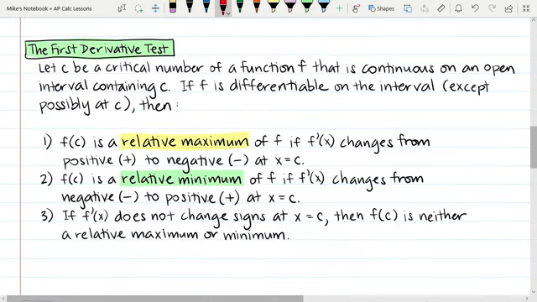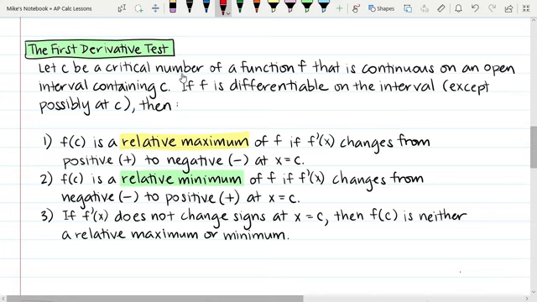Okay, so there is a lot of words here for the first derivative test. I do need you to know what it says, but whether or not you take the time to write this down word for word, I'm going to leave that up to you. Again, what's important is that you know what this first derivative test is saying. So let c be a critical number of a function f that is continuous on an open interval containing c.